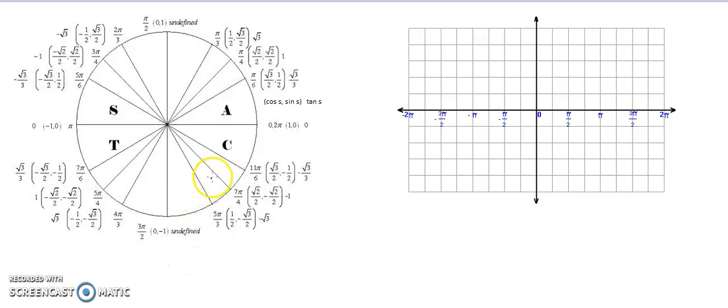Okay, we're going to look at the tangent graph in this one, the basic tangent graph. I've already got the unit circle set up here. It's got our cosine and sine values like we're used to, and then it's also got the tangent value added for us out to the side here.